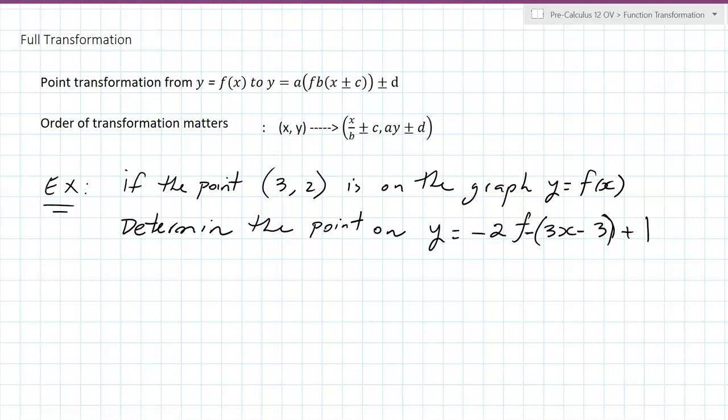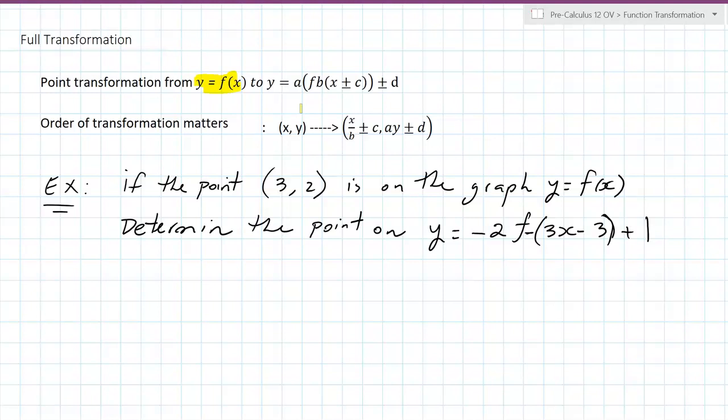All right, let's continue with the unit. We're going to do full transformation. Now we're going to bring all the transformational processes here and put them all together, and we're going to go through a few examples. All right, so if we have a function f of x that goes through the transformation y equal to a, open the bracket, f of b times x plus minus c, close the bracket, plus or minus d.